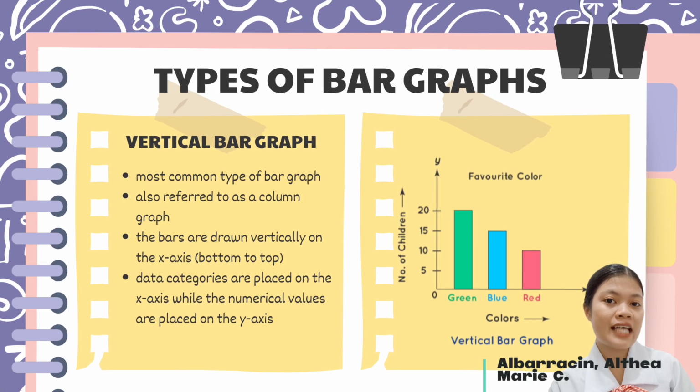There are 4 different types of bar graphs. The first one is a vertical bar graph. It is the most common type of bar graph and is also referred to as a column graph. Here, the bars are drawn vertically on the x-axis from bottom to top. In the example, the data categories or the colors green, blue, and red are placed on the x-axis, while the numerical values or the number of children are on the y-axis.